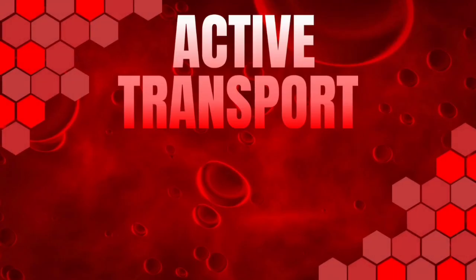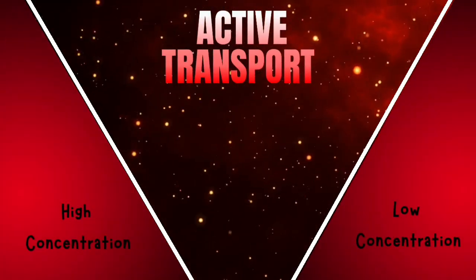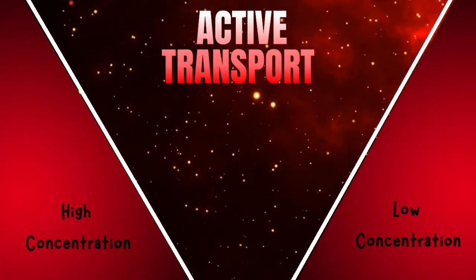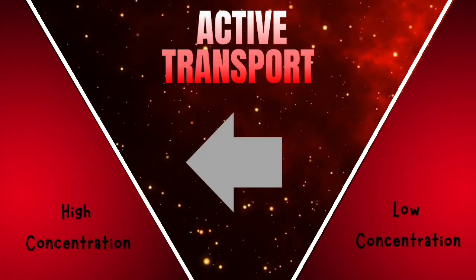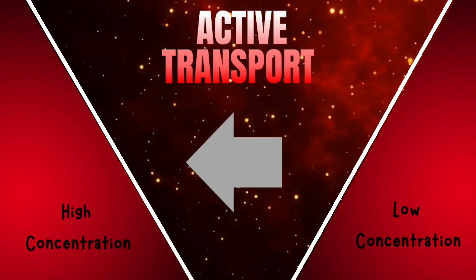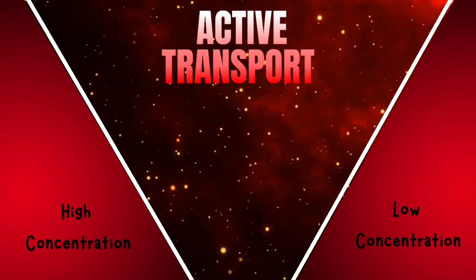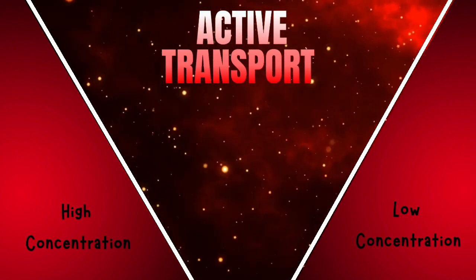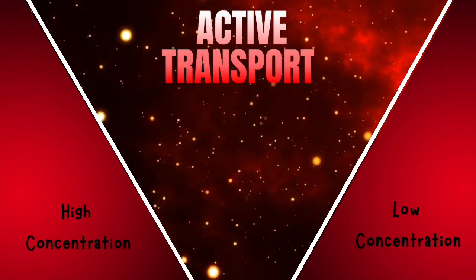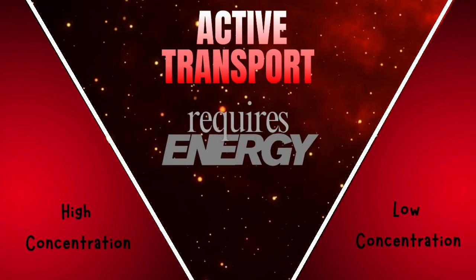In this video, we'll discuss active transport. Active transport happens when particles move from an area of low concentration to an area of high concentration. This is also called moving against the concentration gradient. The key thing to remember is that active transport requires energy.